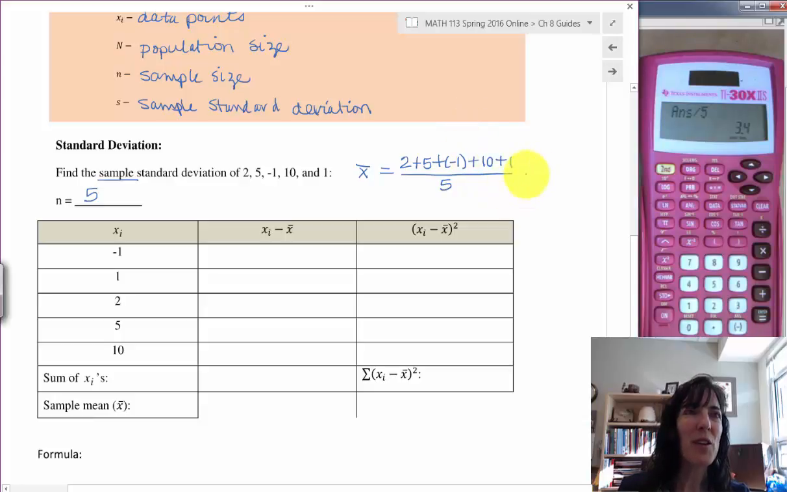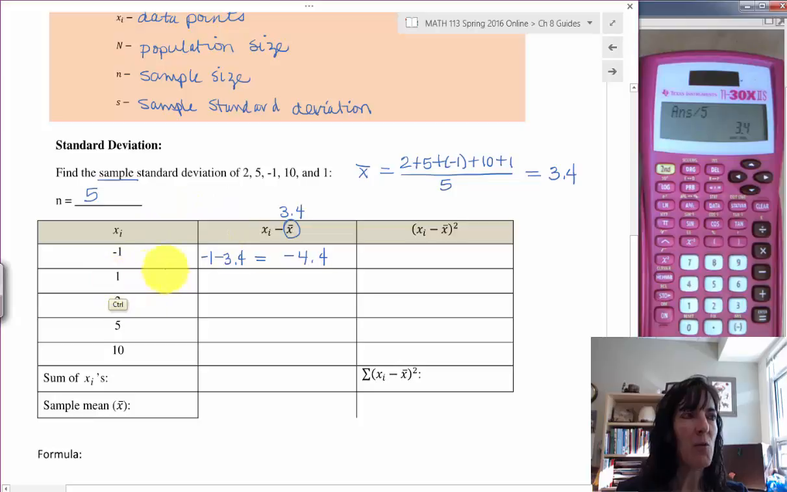3.4. So my mean is 3.4. And I need to use that here. Instead of this x bar, that should be 3.4. Okay, and then first thing, I have all my x sub i's written down, which are just each of my data points. And then my formula says to subtract the data point minus the mean. So I will do negative 1 minus 3.4, and I'll get negative 4.4 because of the negative on the 1.